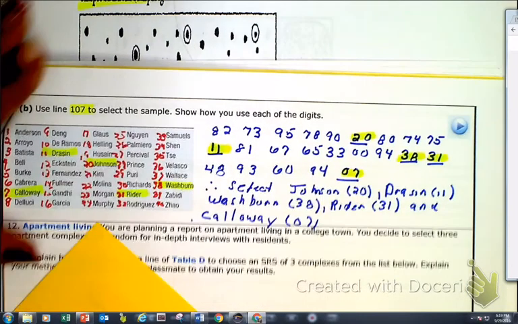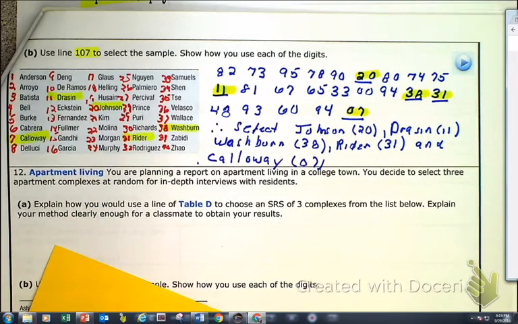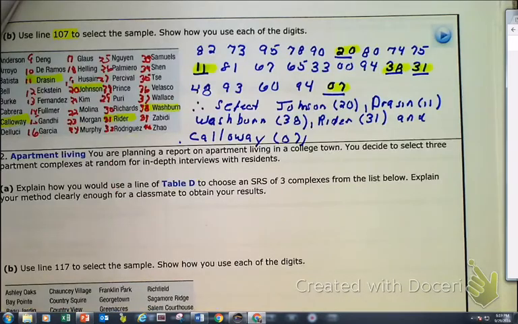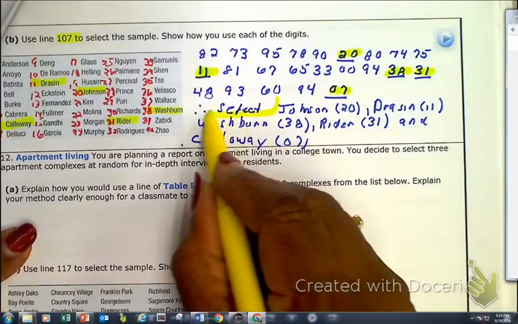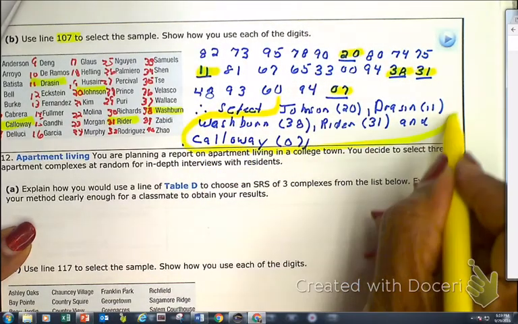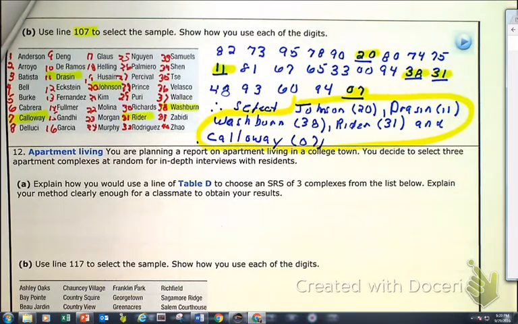So now, with all of that being said, I want to go back. So go back to the prior page, page 4, and let's add to those notes. I want it to be clear before I go to those notes: who's going to be selected? Johnson, Dryson, Washburn, Ryder, and Callaway. Okay, so now let's go back.